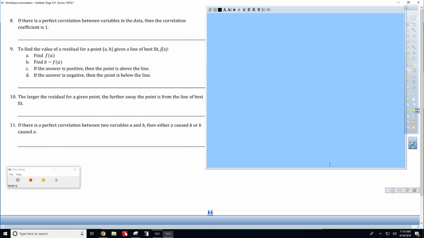Number 8. If there is a perfect correlation between the variables in the data, then the correlation coefficient is 1. This is sometimes true. It could also be negative 1.